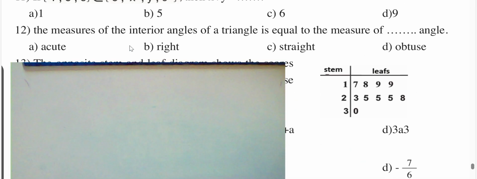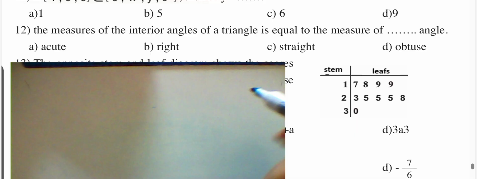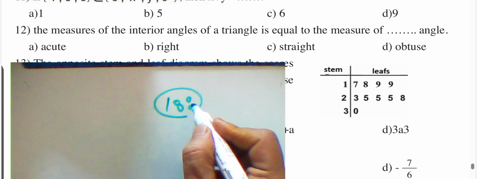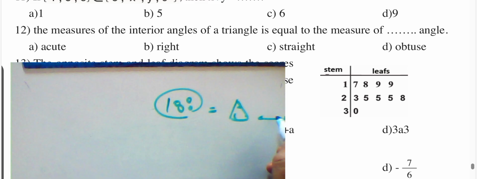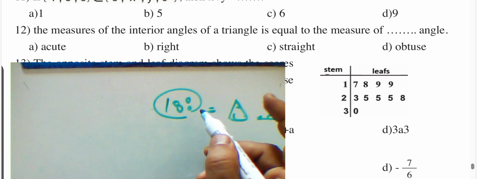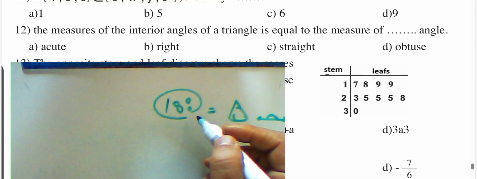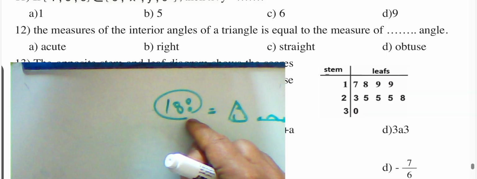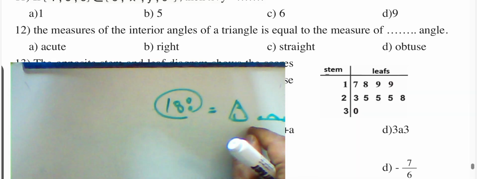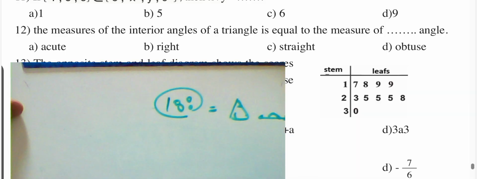Next question. The measure of the interior angles of a triangle is equal to the measure of which angle? The sum of the interior angles in a triangle equals 180 degrees, which is equivalent to the measure of a straight angle. The measure of a straight angle is also 180 degrees. Then we call it a straight angle. So the answer is straight angle, which is letter C.